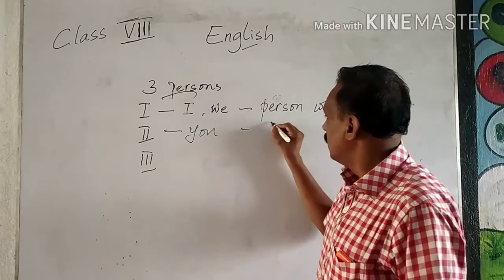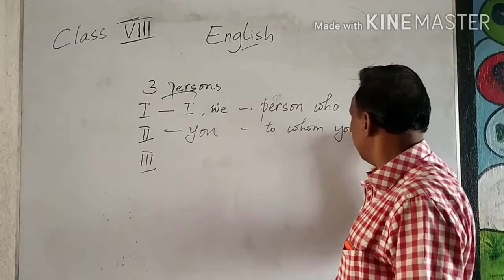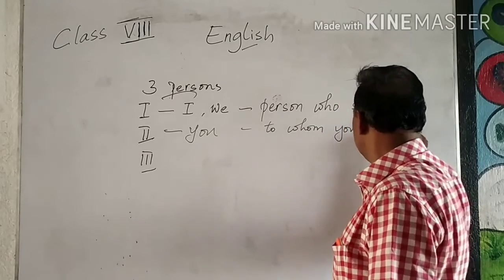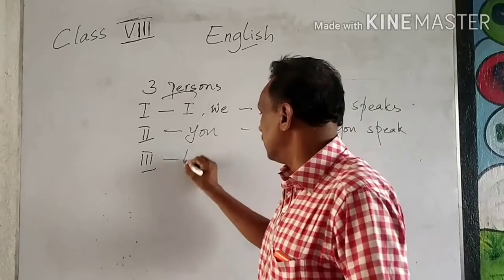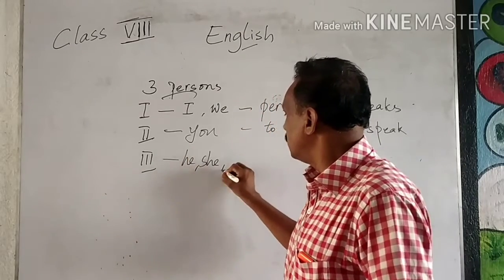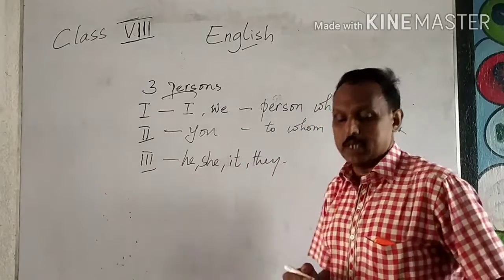This is the person to whom you speak. And what is the third person? The rest all, about whom we are talking. That is the third person: he, she, it, they, and all those things. About whom we are talking.